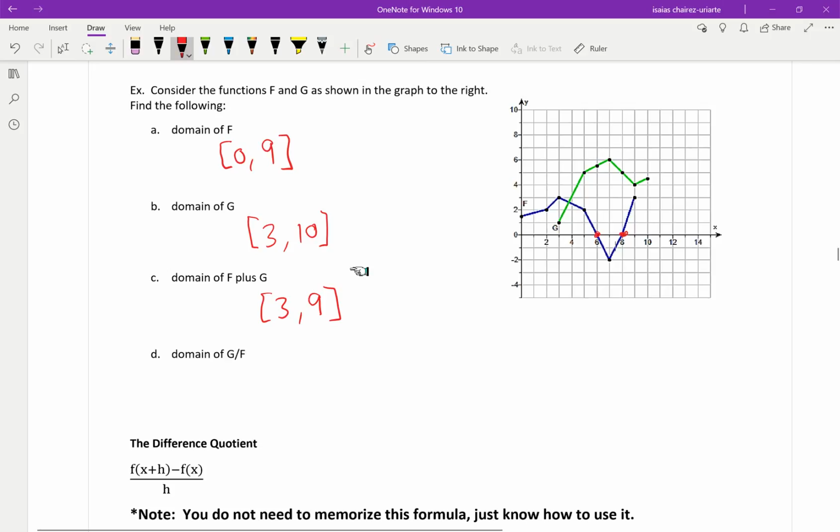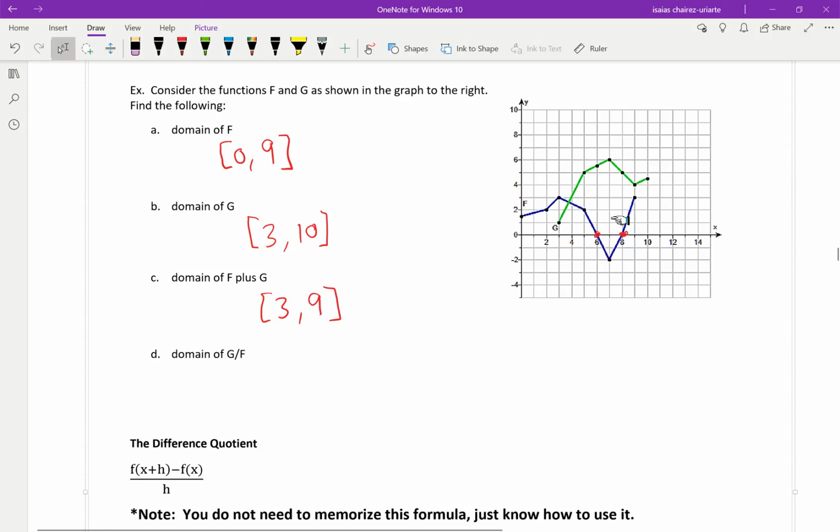So in order to determine the domain of g divided by f, the domain of g divided by f is the intersection of the domains of the original ones, and then we have to exclude any values of x that make f equal to 0. So we said that the intersection of the two previous ones was just 3, 9. So 3, 9, but then I have to get rid of 6 and I have to get rid of 8.